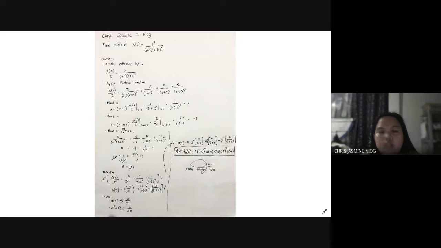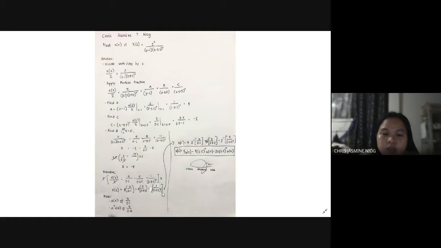So the values of A, B, C are: A is 4, B is negative 4, and C is negative 1. Therefore, X of z over z is equal to 4 over z minus 1, minus 4 over z minus 0.5, minus 1 over z minus 0.5 squared. Then we multiply both sides by z so that we have X of z: 4z over z minus 1, minus 4z over z minus 0.5, minus z over z minus 0.5 squared.